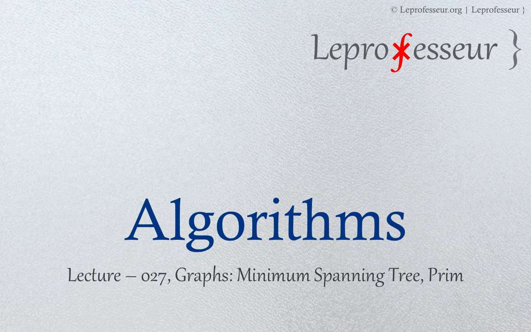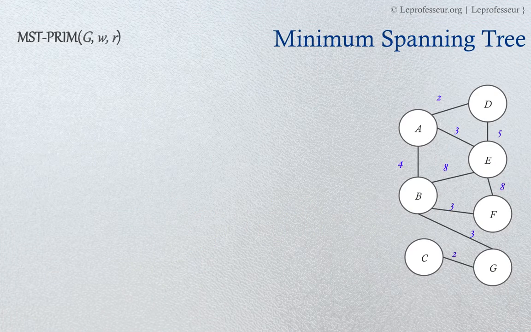Hello everyone. Hope you guys have enjoyed the previous lecture for finding minimum spanning tree using Kruskal algorithm. In this lecture, we're gonna be discussing Prim's algorithm for finding minimum spanning tree. Prim's algorithm is very similar to what we did in the very first lecture of a spanning tree, where we discussed generic spanning tree algorithm.